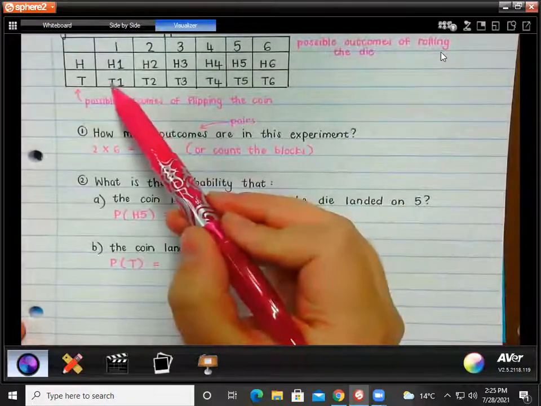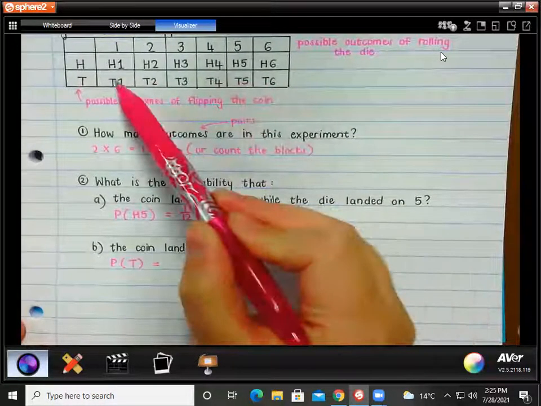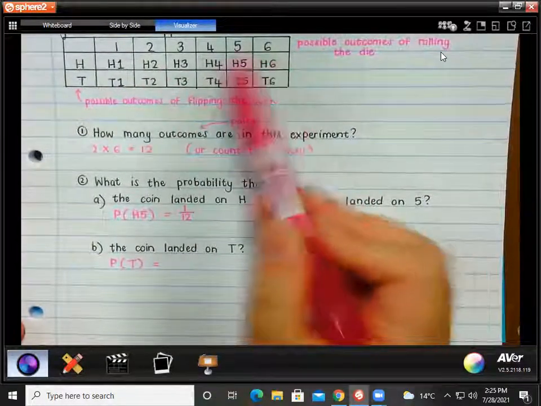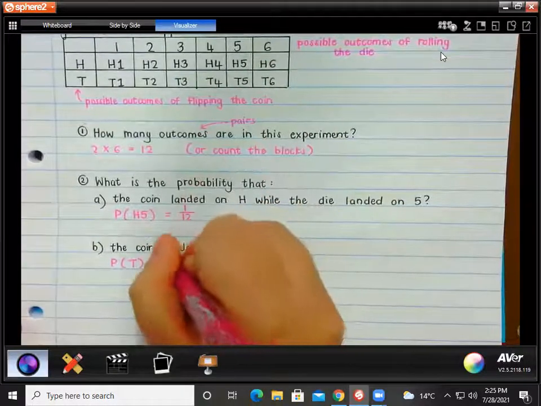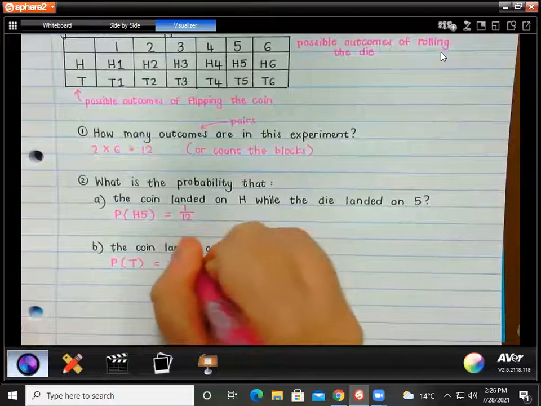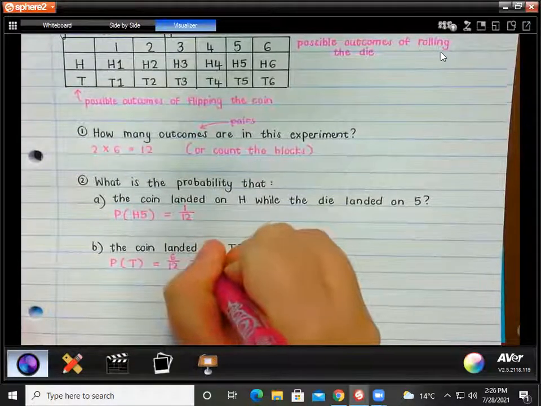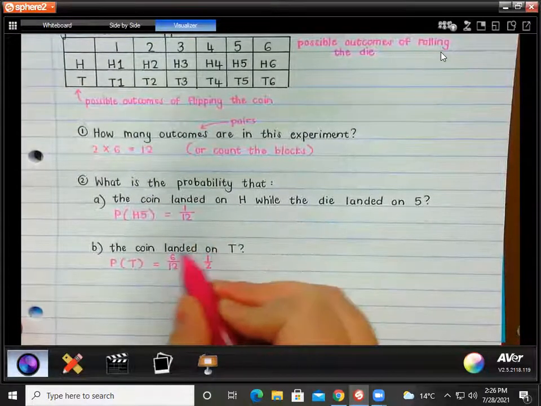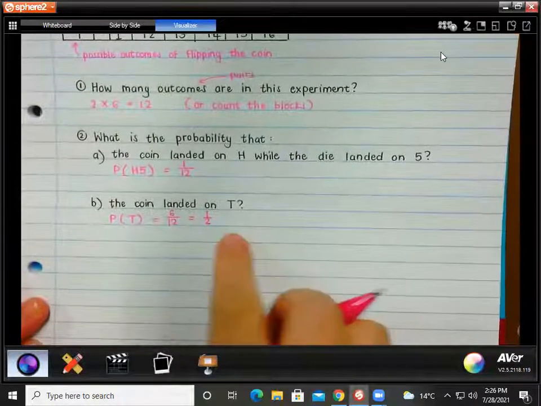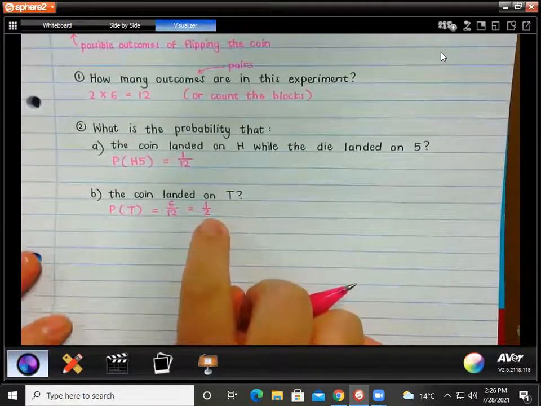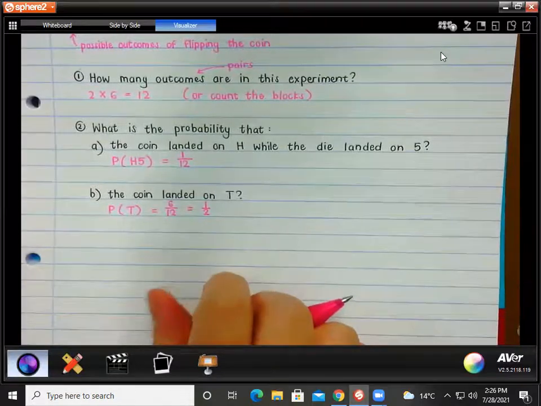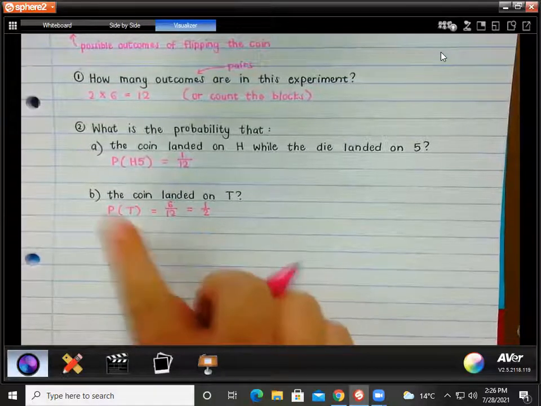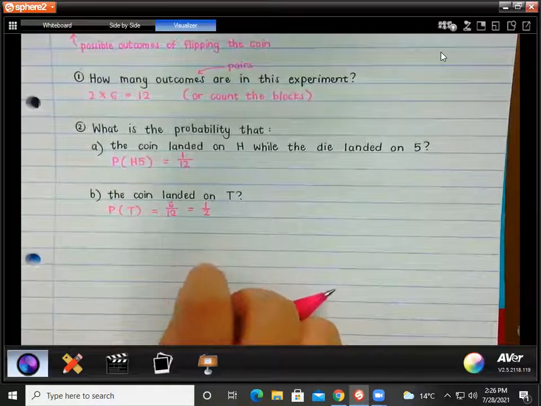How many blocks do we have where the coin landed on tails? 1, 2, 3, 4, 5, 6. Right? Out of how many blocks in total? 12. 6 over 12. What is that when I simplify it, guys? What goes into 6 and 12? 6, hey? So 6 goes into itself once and into 12 twice. So the probability of the coin landing on tails is a half. And we know that, hey? If you're just flipping a coin, the probability of that coin landing on tails is a half anyway. All right, but now we're seeing it again in this example as well. It works out that way.